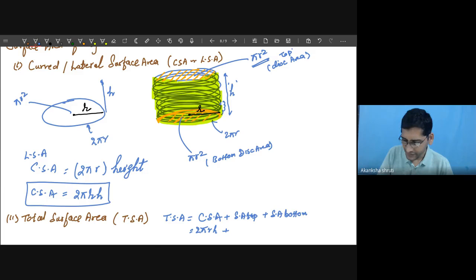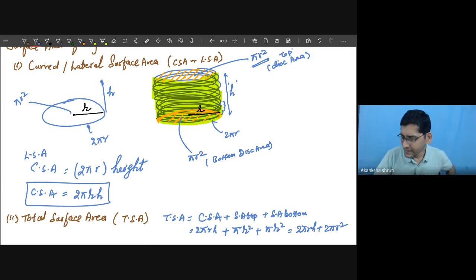It is this one. So surface area of top, pi r square. R is the radius of that disc or radius of the same cylinder, and bottom is also pi r square. So adding these two, what we can get? 2 pi r h plus 2 pi r square.